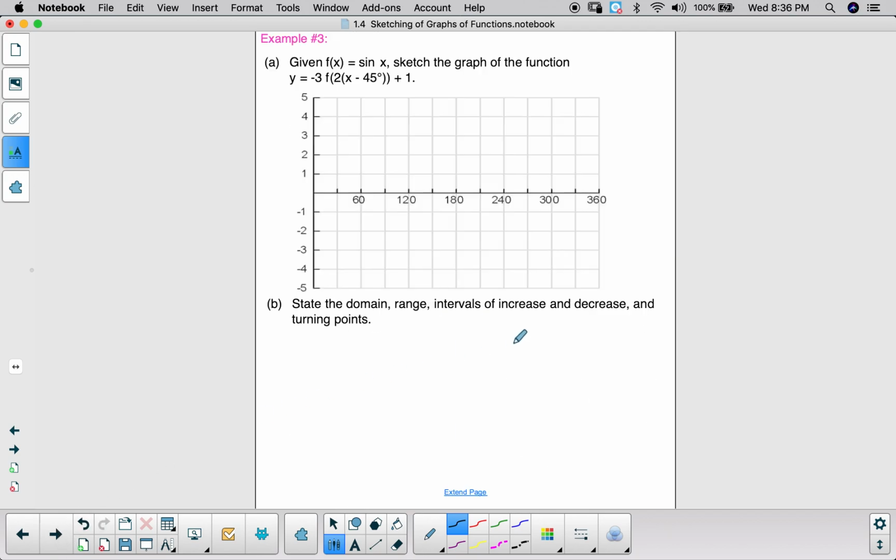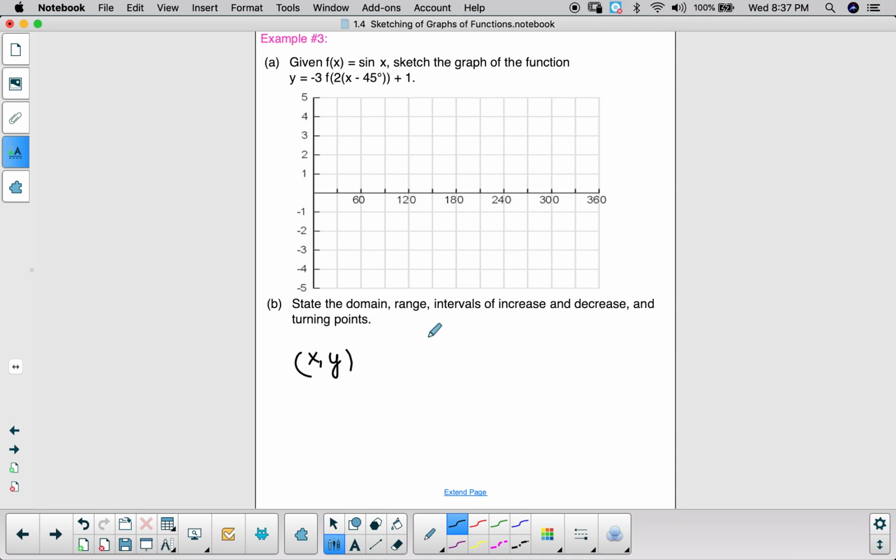Now we can take the sinusoidal function. Given f of x equals sine x, sketch the graph of the function y equals -3 f of 2 times (x minus 45 degrees) plus 1. So you can see here that you don't need to work on this equation. You can clearly see the a, k, d, and c values. And you can go straight away to what happens to the x and y values. How has it changed from the sine function when these transformations have happened to it?